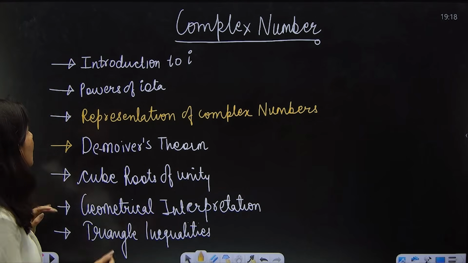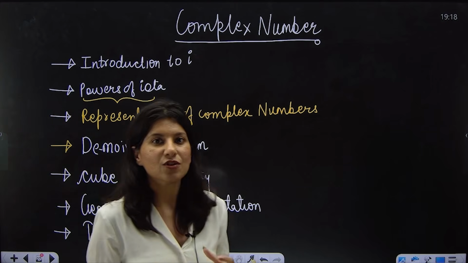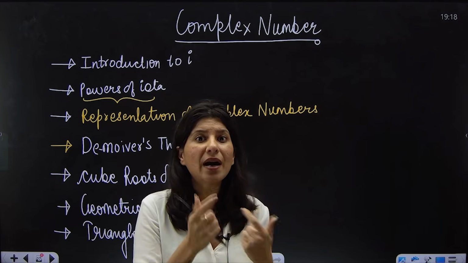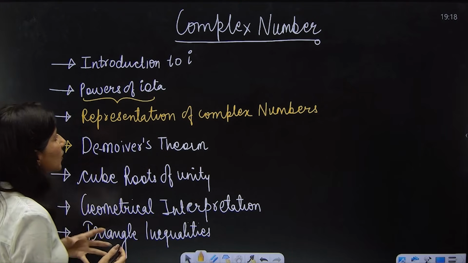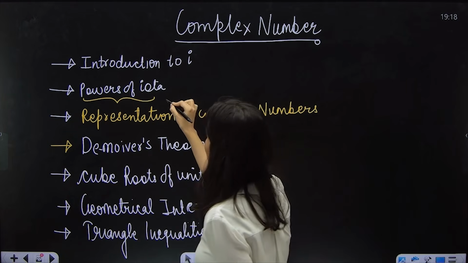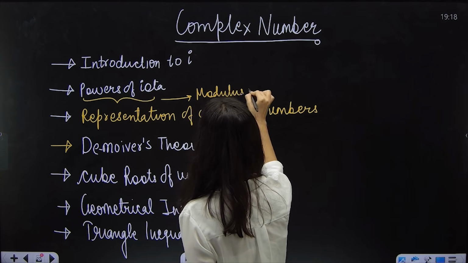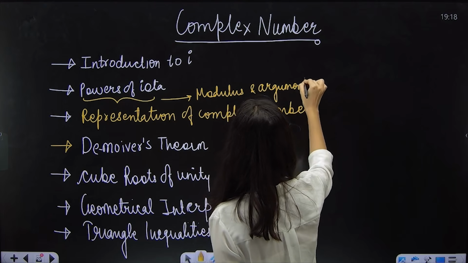Then we will talk about powers of iota. This is, you know, JEE Main's favorite. JEE Main always gives some basic question which has some powers of iota. And then we will quickly talk about representation of complex numbers. But before that, we need to talk about modulus and argument in detail. So modulus and argument of a complex number, why is it important?